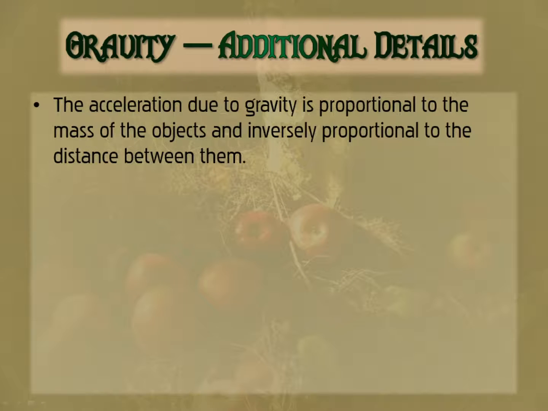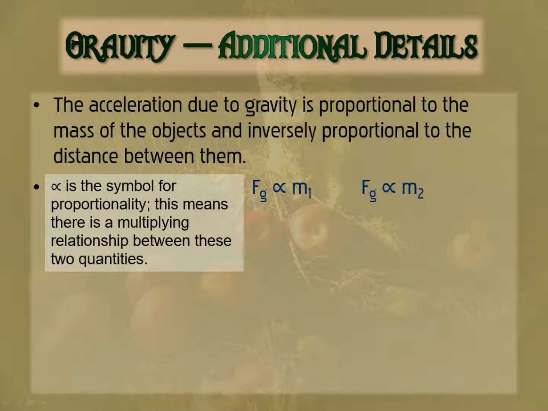So, additional details on gravity. The acceleration caused by gravity is proportional to the mass of the object and inversely proportional to the distance between them. Now's a good time to quickly look at proportionality. There's the little symbol, the little kind of unfinished 8. This means that there is some kind of multiplying relationship between these two quantities. It isn't necessarily directly multiplying, but it means that the relationship should scale according to a simple multiplication.